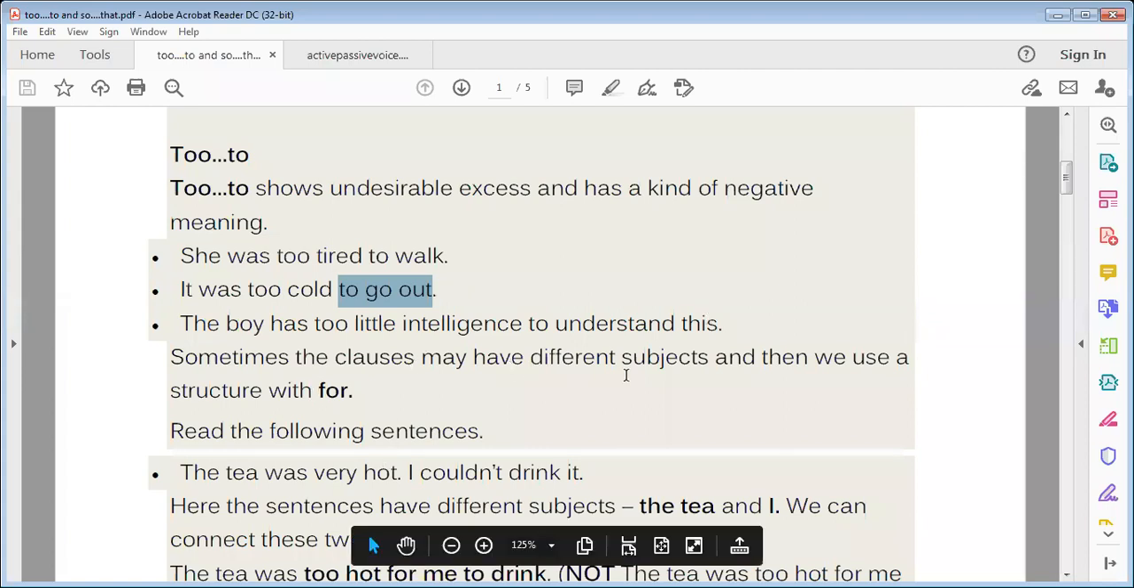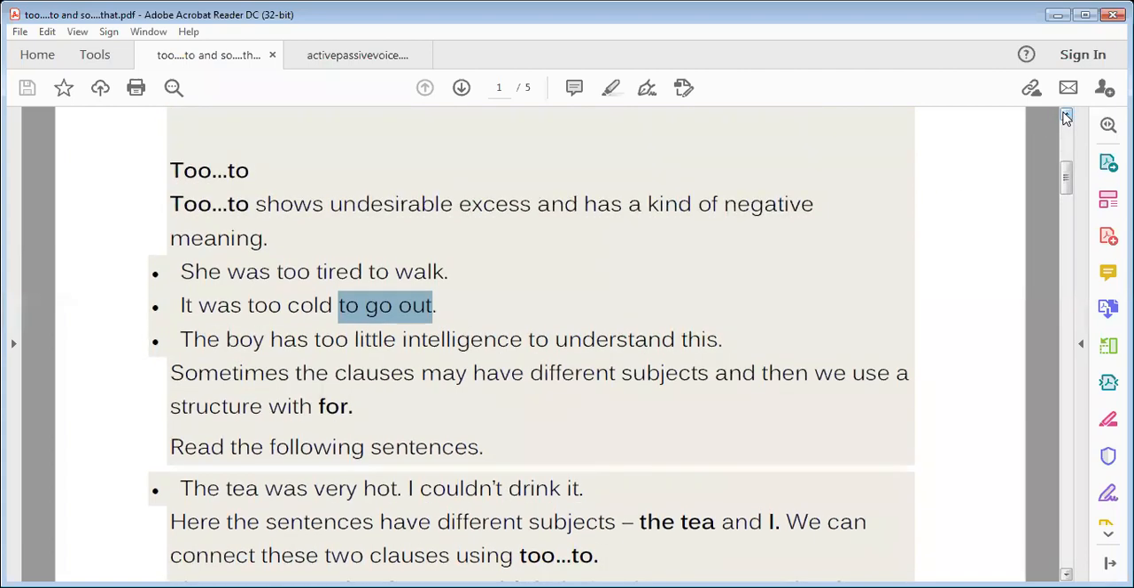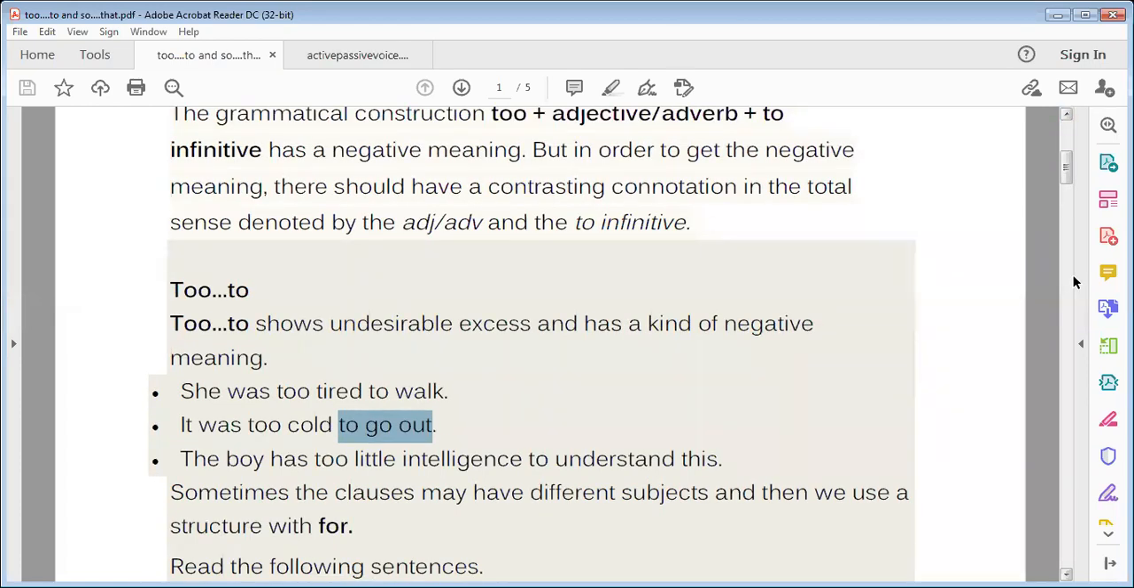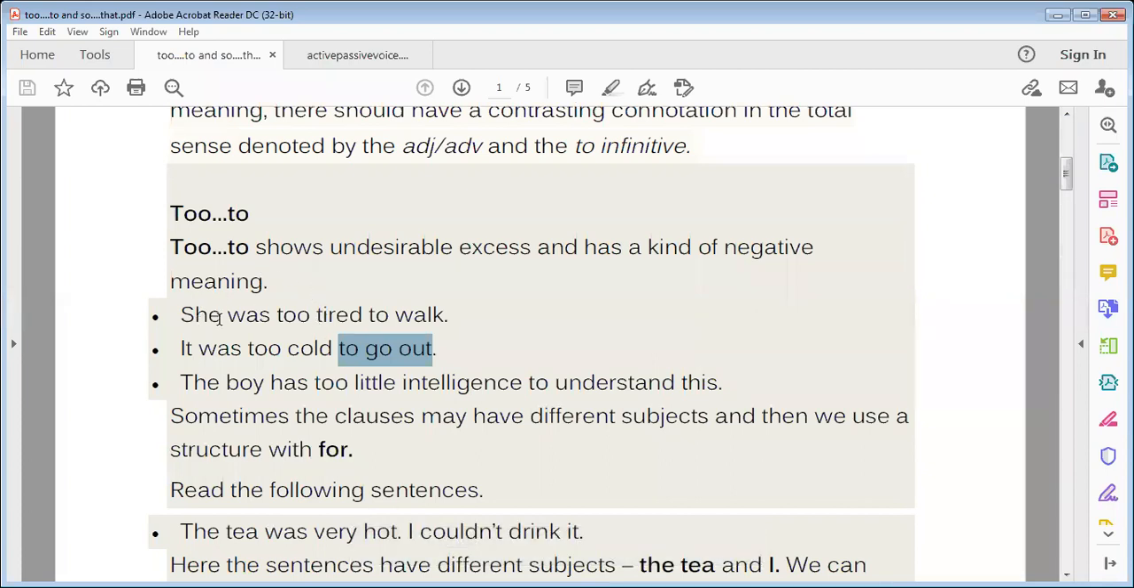Sometimes the clauses may have different subjects and then we use a structure with for. For example, the tea was very hot. I couldn't drink it. Okay. Now in the three examples we saw above, the subject was the same. Means what? Who is tired? She. Who is not able to walk? She. So the subject is common. Okay. The boy who doesn't have the intelligence, the boy. Who is not able to understand? The boy.